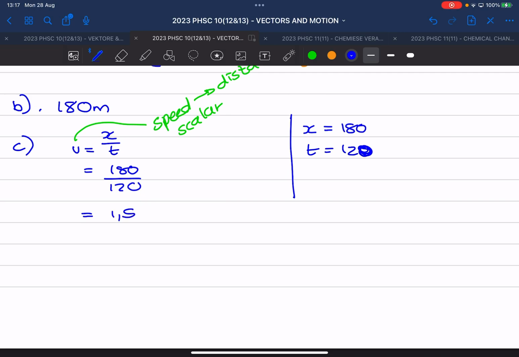$1.5 what? Wait. You do not have to give a direction because it is a scalar. Then at question D, they ask you, what is his velocity? Now, velocity is a vector, and velocity is linked to displacement.